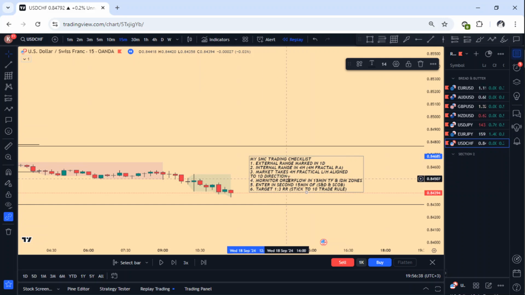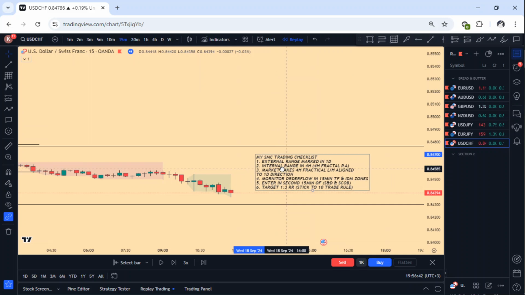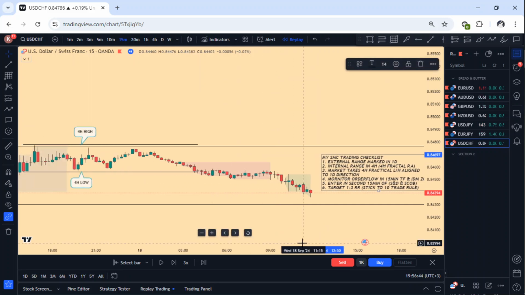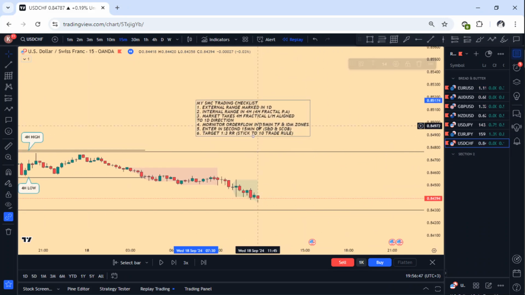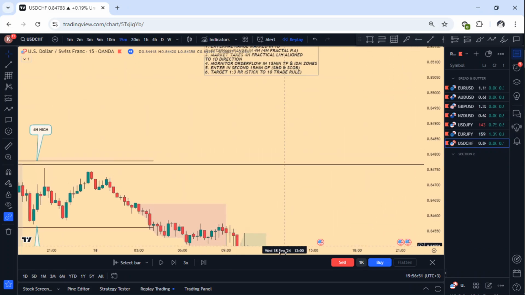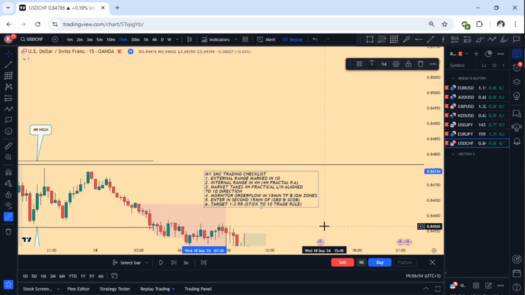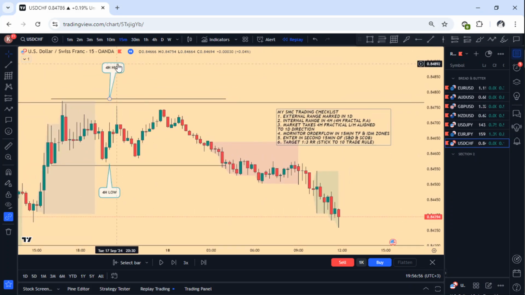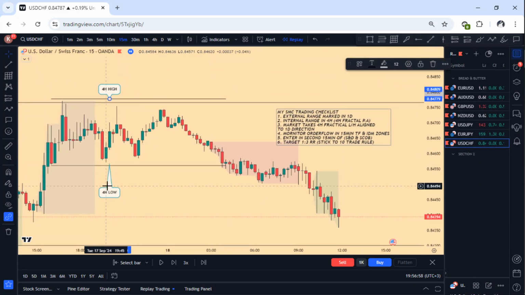Next, we need to monitor order flow in the 15 minutes time frame and note the IDMs and other zones. So we go to this point at which it realigned, which was nice. Like I said, if you woke up early, my time, I'm Kenyan, this is the point at which it aligned. So this candle wick here is where it aligned, so this high became protected.